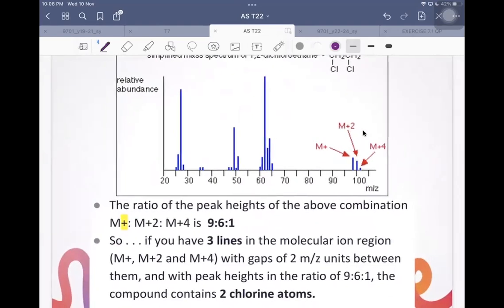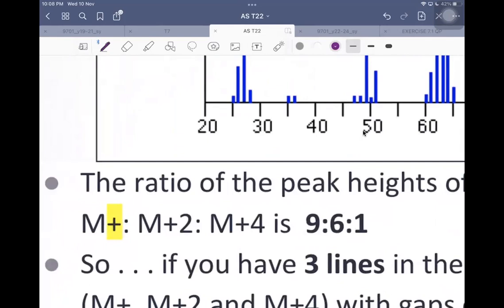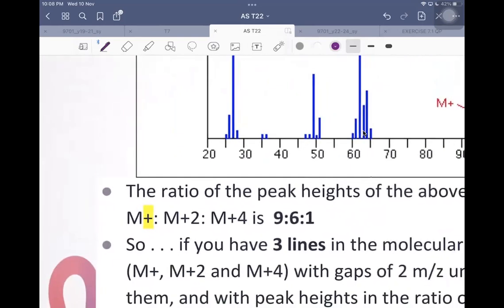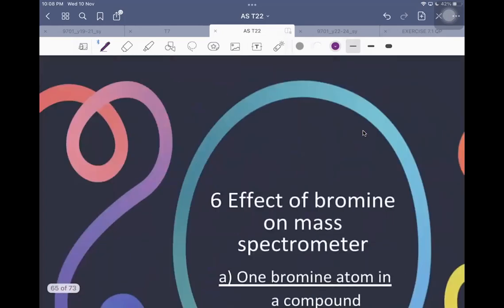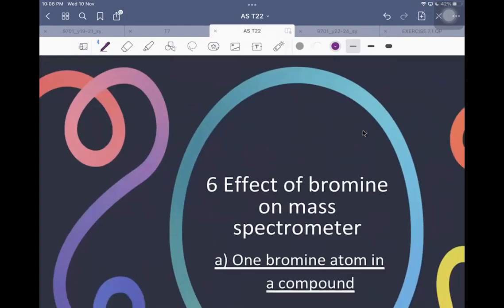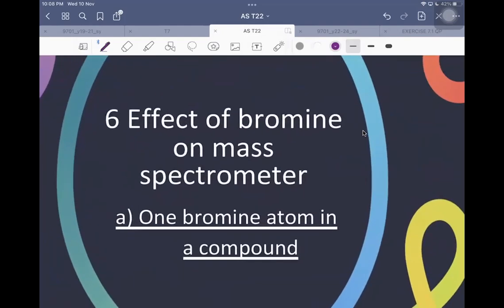I'm going to move on. Oh, please spot the typo. There should be a plus sign together with your M, because if it's not charged, it will not be detected and the signals will not be produced. So it is important for you to write down the positive charge. Okay, moving on to the next one.